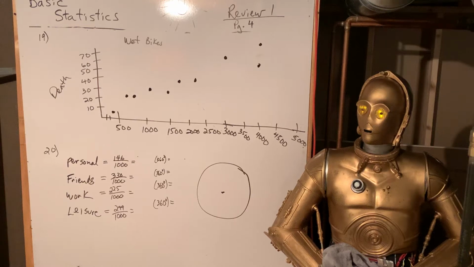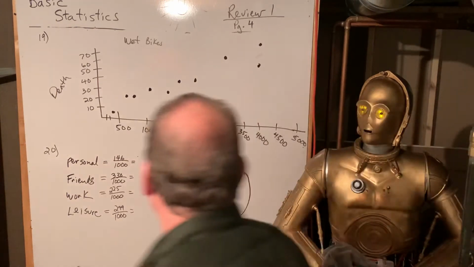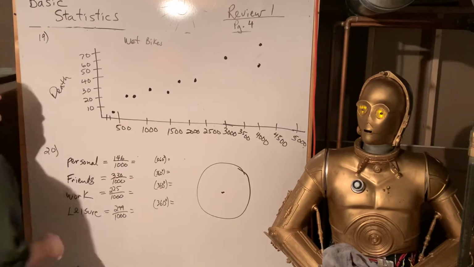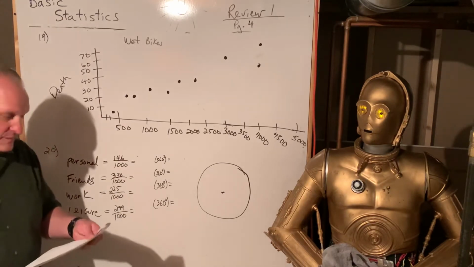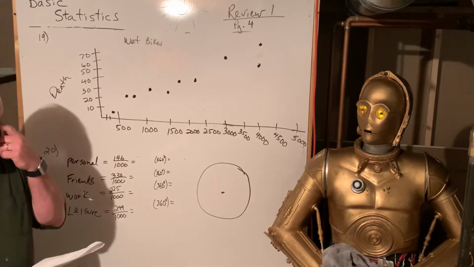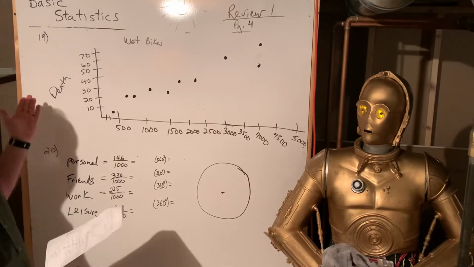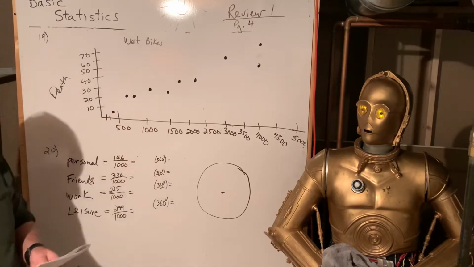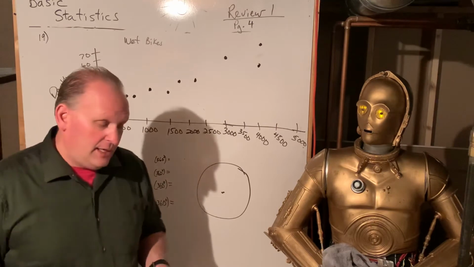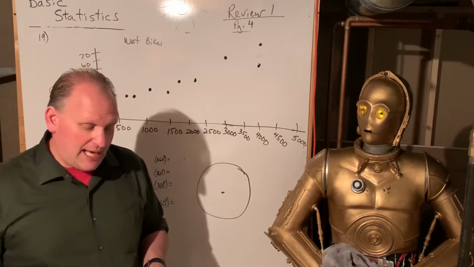Okay, we're back. This is review 1. We're on basic statistics, and we're looking at the 4th page of the first review. So, for number 19, they want you to graph the points given. And so they have it marked as X and Y.